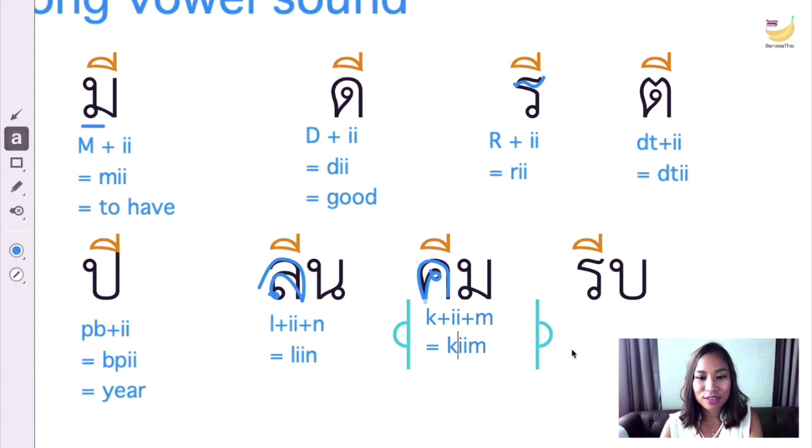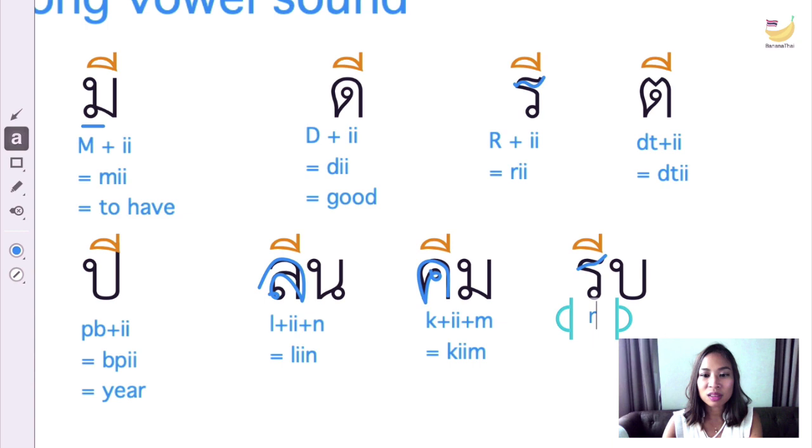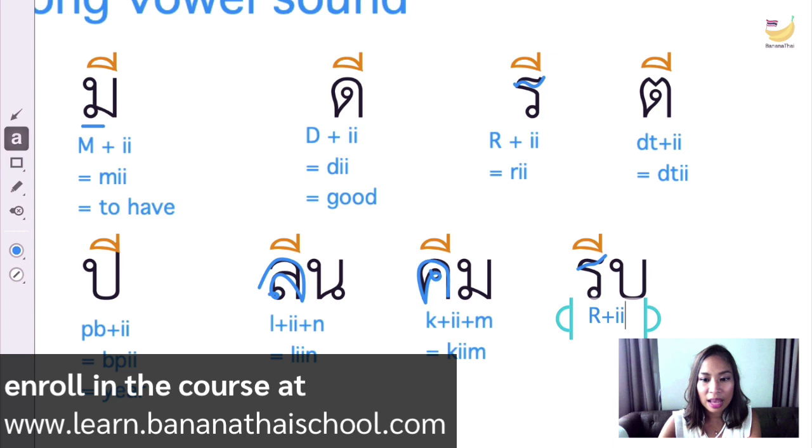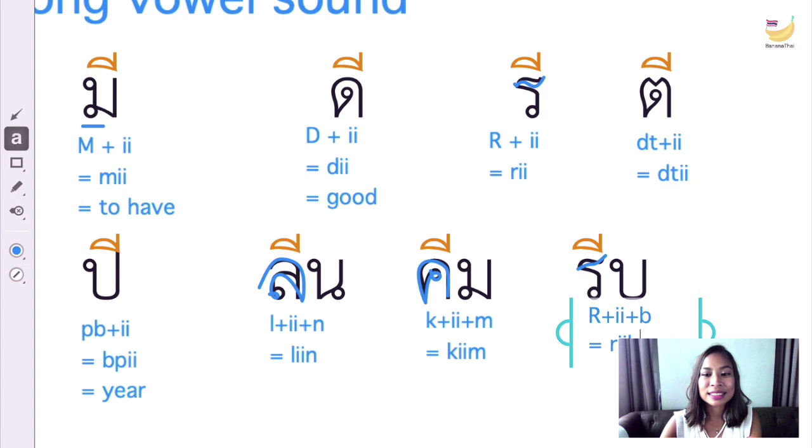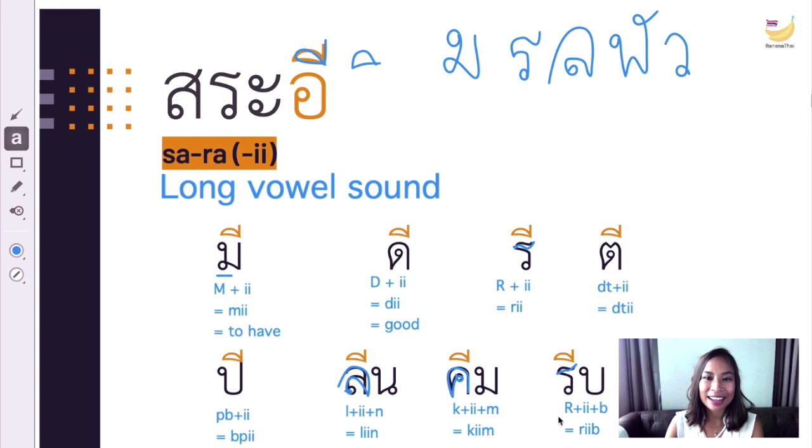And the last one, try yourself. Remember? You roll your tongue, so รอเรือ นะฮะ, and then สระอี, and then what middle class consonant? บอใบไม้. Together it is รีบ. Here you go.